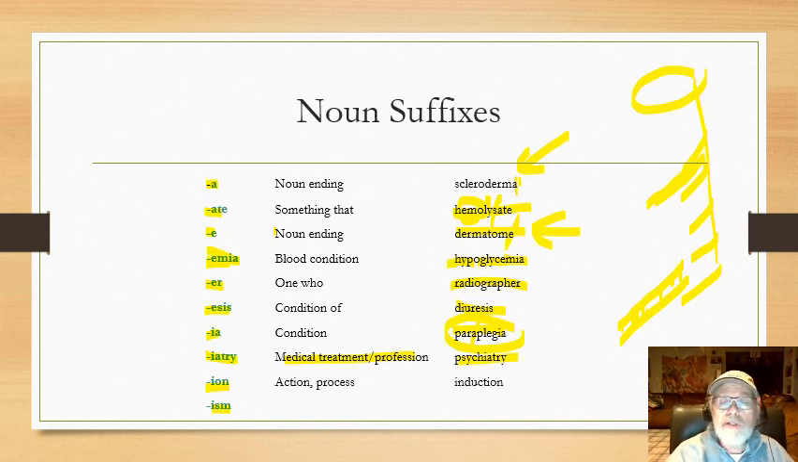-ion, process, induction, the process of inducing. When they put people to sleep under anesthesia, it's called induction. So it's the process of inducing the anesthesia. Okay, so that's what that is.